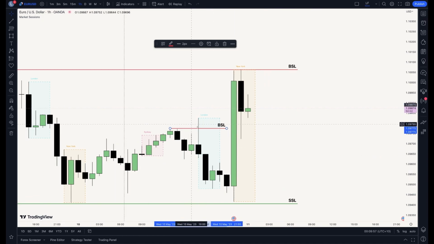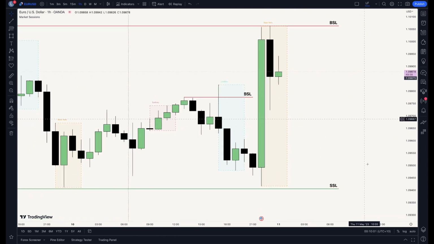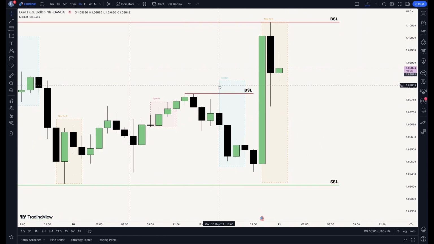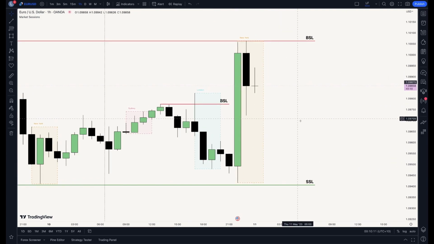So you can see here in the London session, if I just zoom in a little bit so you guys can see that it's made a big wick. So grabbing all the liquidity, those buy stops, and punching it downwards. So London and New York, they're notoriously known for smart money, really pushing price really big.